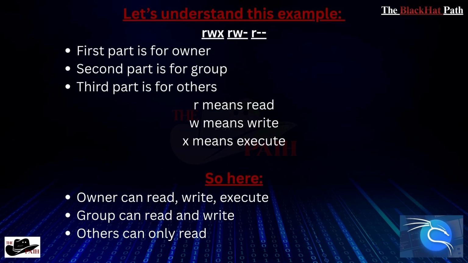Now let's try to understand this using an example. Here, this rwx is the first part and this is for the owner. rw- is the second part and this is for the group. Then comes r--, which is the third part. This is for others. Here, r means read, w means write and x means execute. So according to the example, here owner can read, write and execute. Group can read and write and others can only read.